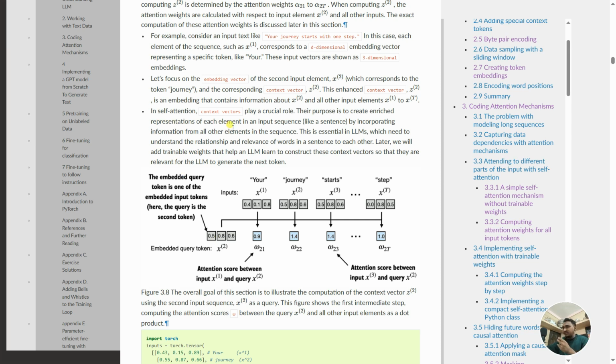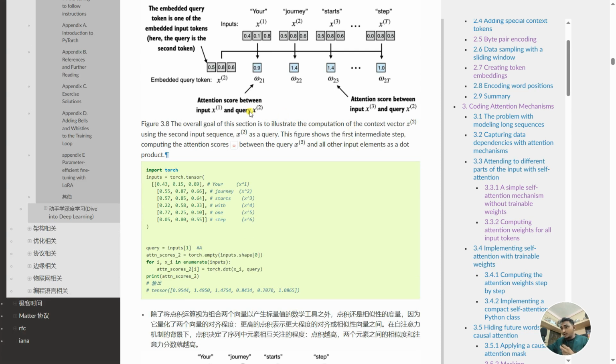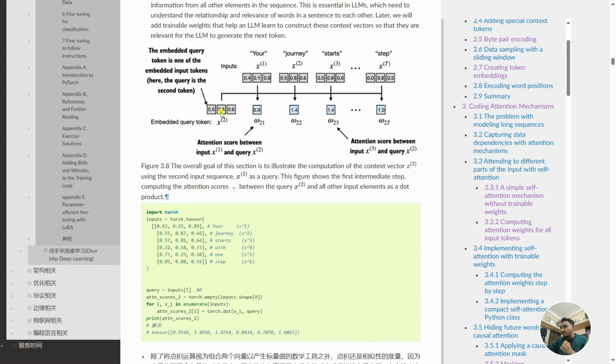In self-attention, context vectors play a crucial role. Their purpose is to create an enriched representation of each element in the input sequence. This is essential for large language models, which need to understand the relationship and relevance of words in a sentence to each other. That's why I need to create the embedding query token. If I take the word journey, then with respect to the word journey I need to calculate the attention score for each of the words.